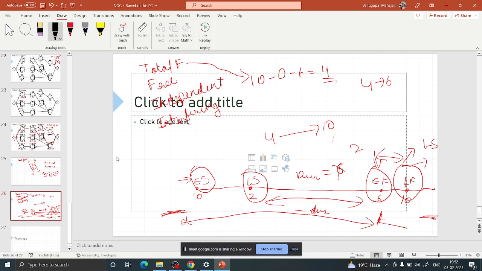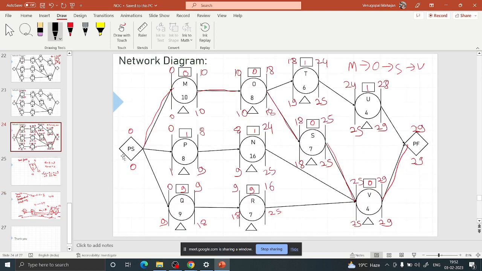Sir, in CPM, always the free float will be zero. According to this, free float will always be zero, because, like Swaminathan sir has rightly asked, in the forward pass, early finish is always dependent on the earliest start plus duration. So if we subtract it, it will always be zero, sir. Yeah, I get your point, but in CPM it looks like that. I didn't think about it like this.